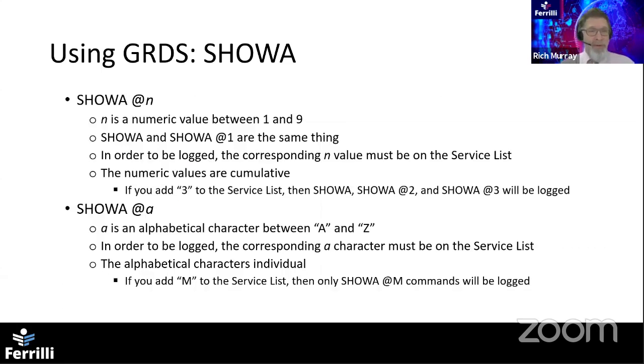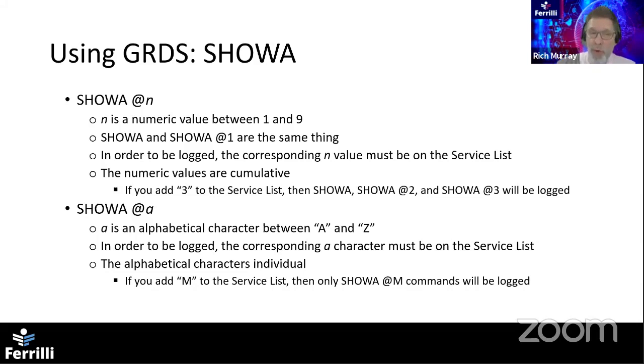There are a couple of variations on the ShowA. There's the ShowA at N, with N standing for a numeric value between 1 and 9. So if I do a ShowA and a ShowA space at 1, that's the same thing. ShowA at 1 can be shortened to just ShowA. If I wanted to do more detailed debugging, I could do a ShowA at 2 or a ShowA at 3.